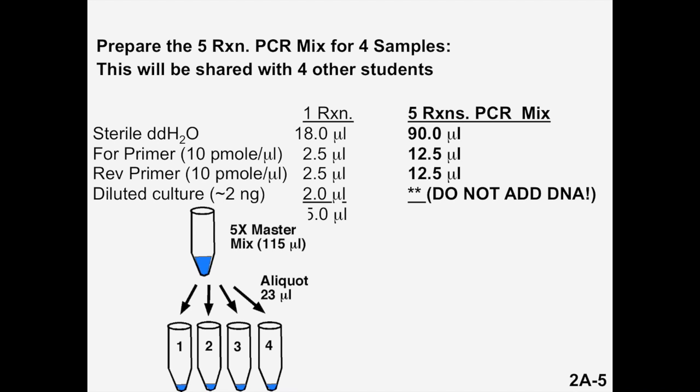You're going to prepare this reaction, and typically you'll prepare a 5-reaction mix, or a 5X mix, and that 5X mix is going to be enough for 5 reactions, but I typically tell students to share it with 4 students because you want to make sure you have enough in case there's a slight error in pipetting. So when you make the 5-reaction mix, you're not adding the DNA, you're adding water and the 2 primers, the forward and the reverse, into a 5-reaction mix tube. You're then going to tap that to mix, and each member of your team is going to take 23 microliters and put it into their PCR tube with the bead.